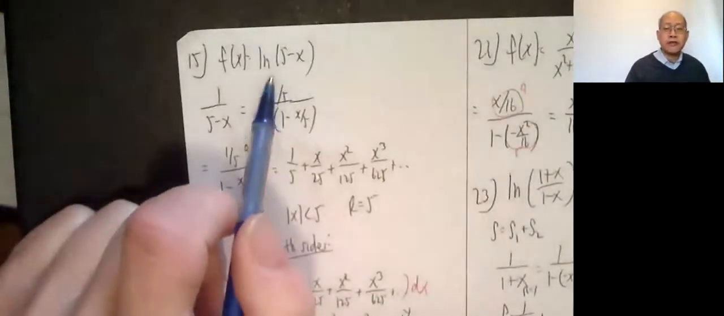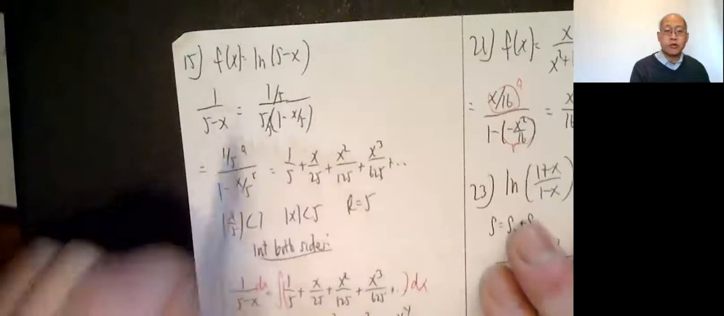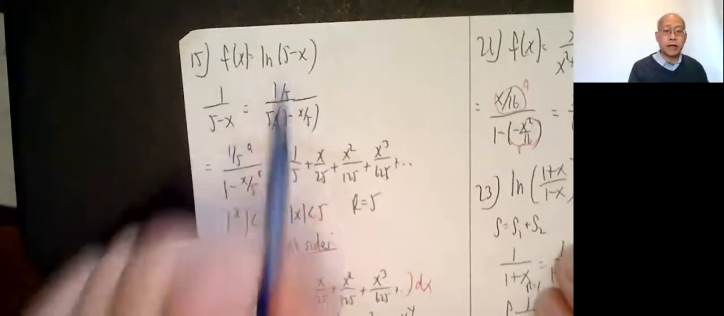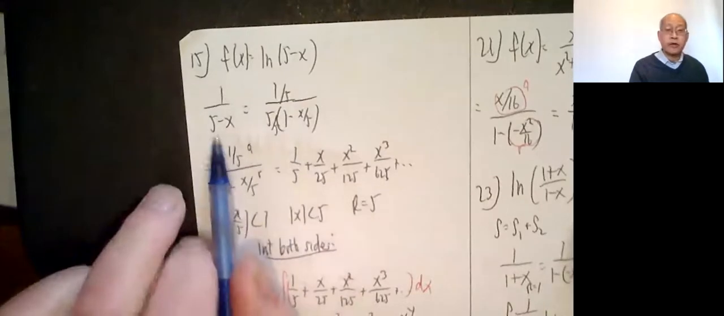All right, then the next one I'll show you is 15. ln of 5 minus x. Start off with 1 over 5 minus x, because I know the integral of this is going to be almost that. Okay, so we need a 1 in front.